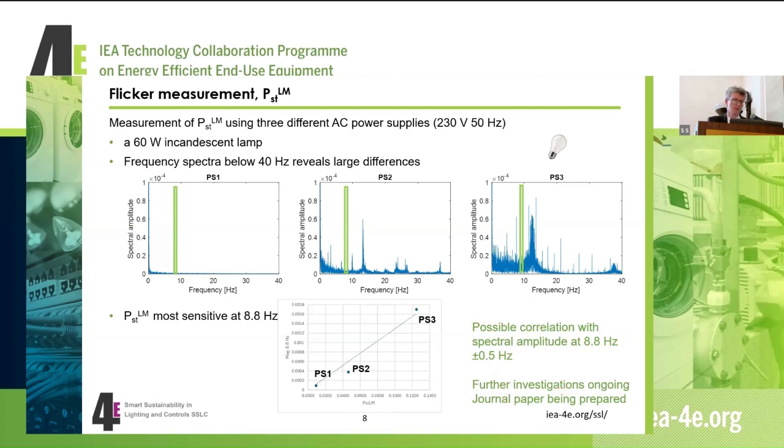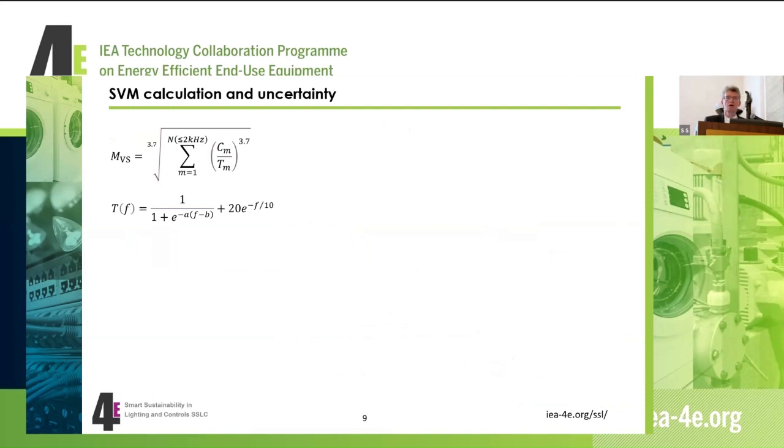Okay. So that was one part of it. The other part is to look at how we actually do the SVM calculations. That is purely in the frequency domain. The calculation equation is actually like this. Maybe it's a bit too complicated today, but it involves looking at frequency peaks in the spectra and comparing them with the threshold sensitivity of the stroboscopic effect. So that is mainly that.